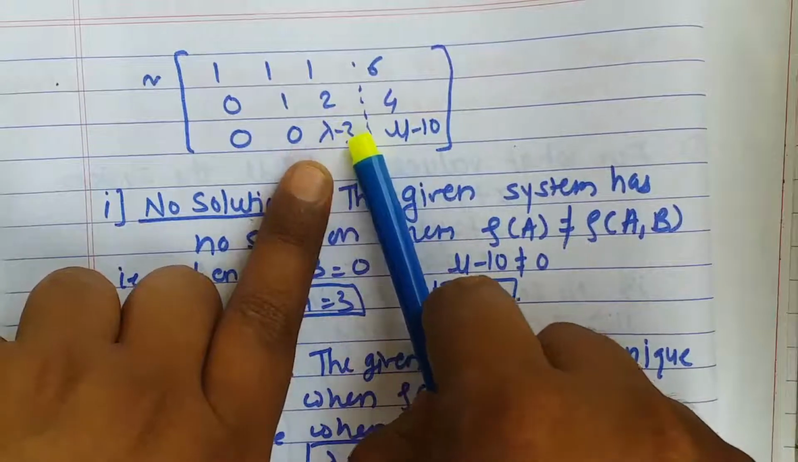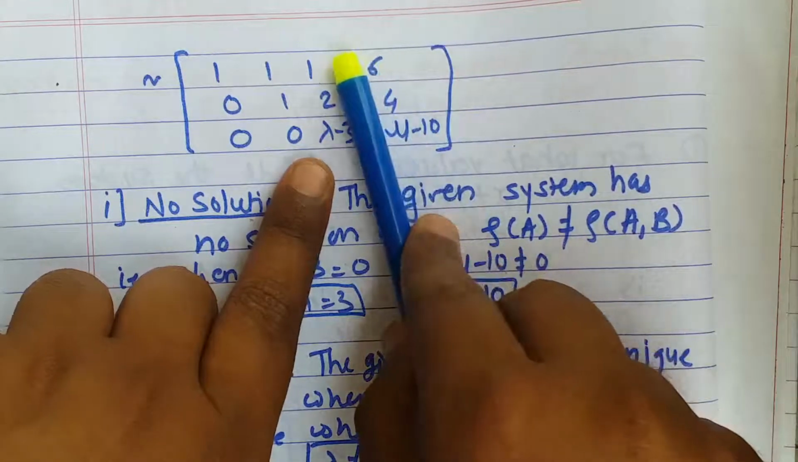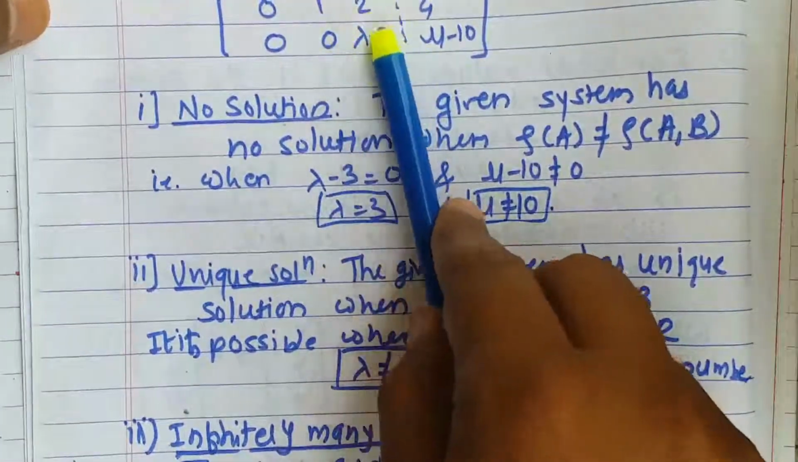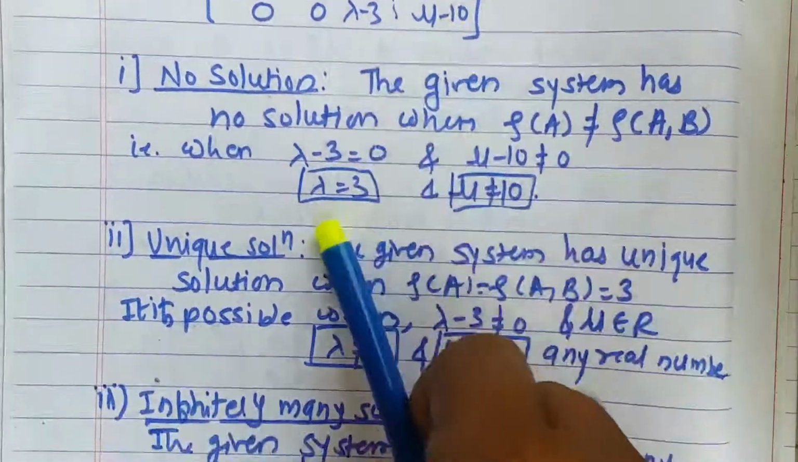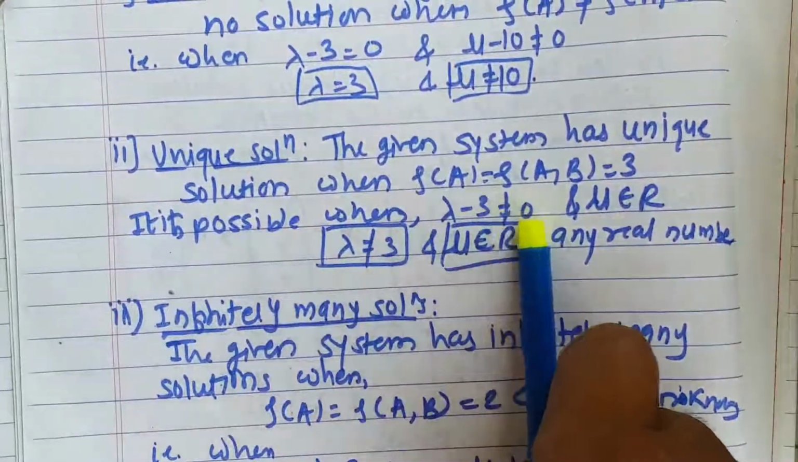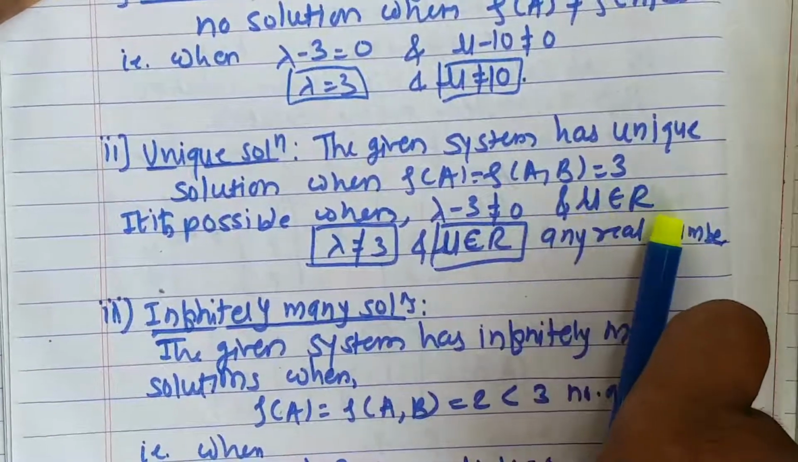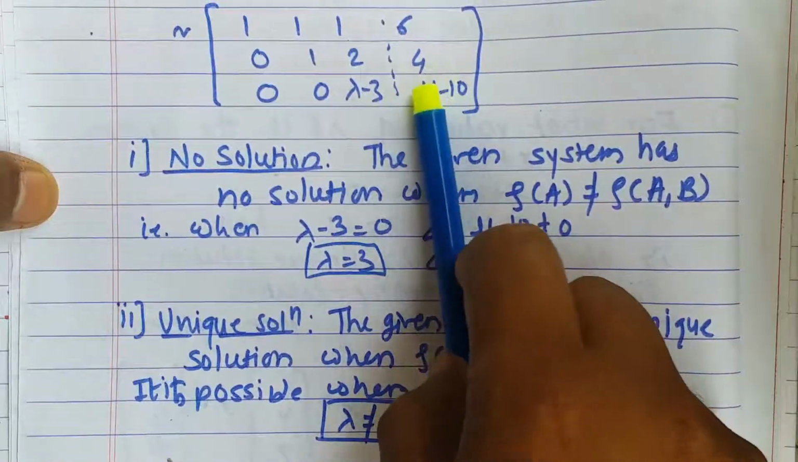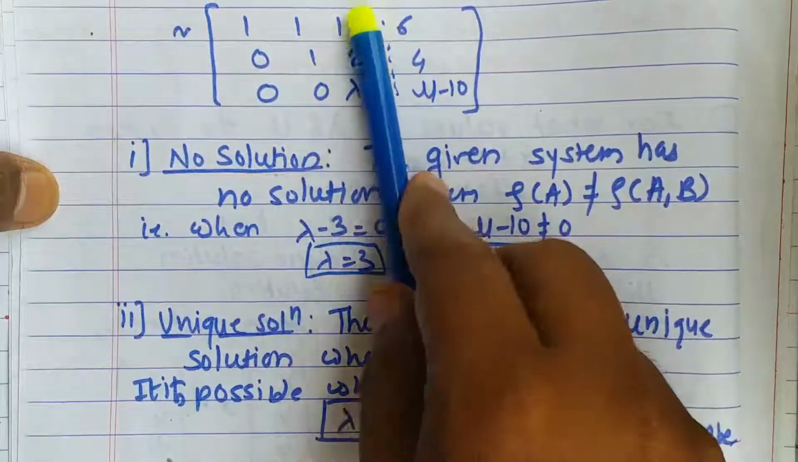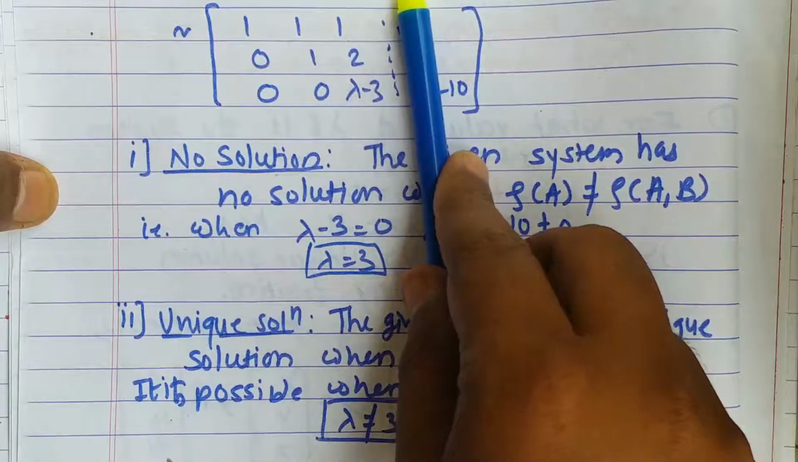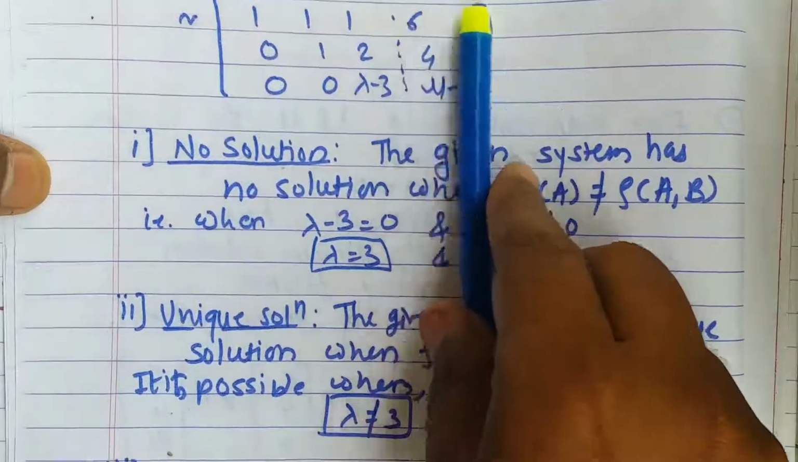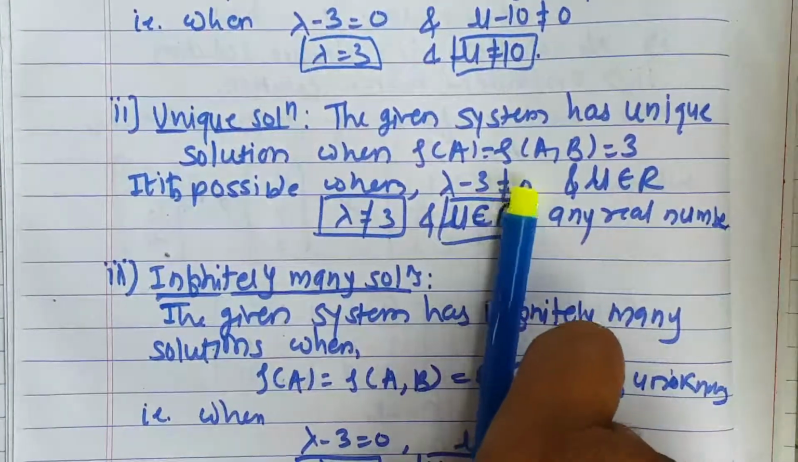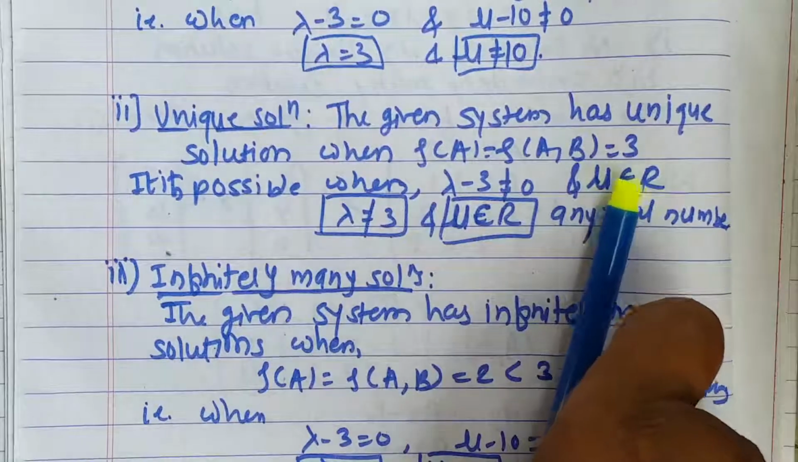We have a non-zero entry here already. So the rank of AB is also 3 in that case. So a unique solution depends only on the value of lambda and not on the value of mu. So this is when lambda minus 3 is not equal to 0 and mu belongs to R, meaning mu can be any number. Even if you take mu equal to 10, even if this entry is 0 and this is non-zero, still the rank of AB remains 3 and the rank of A also remains 3, which is equal to the number of unknowns. Hence the system will have the unique solution when lambda minus 3 is not equal to 0 and mu belongs to R, meaning mu can be any number.